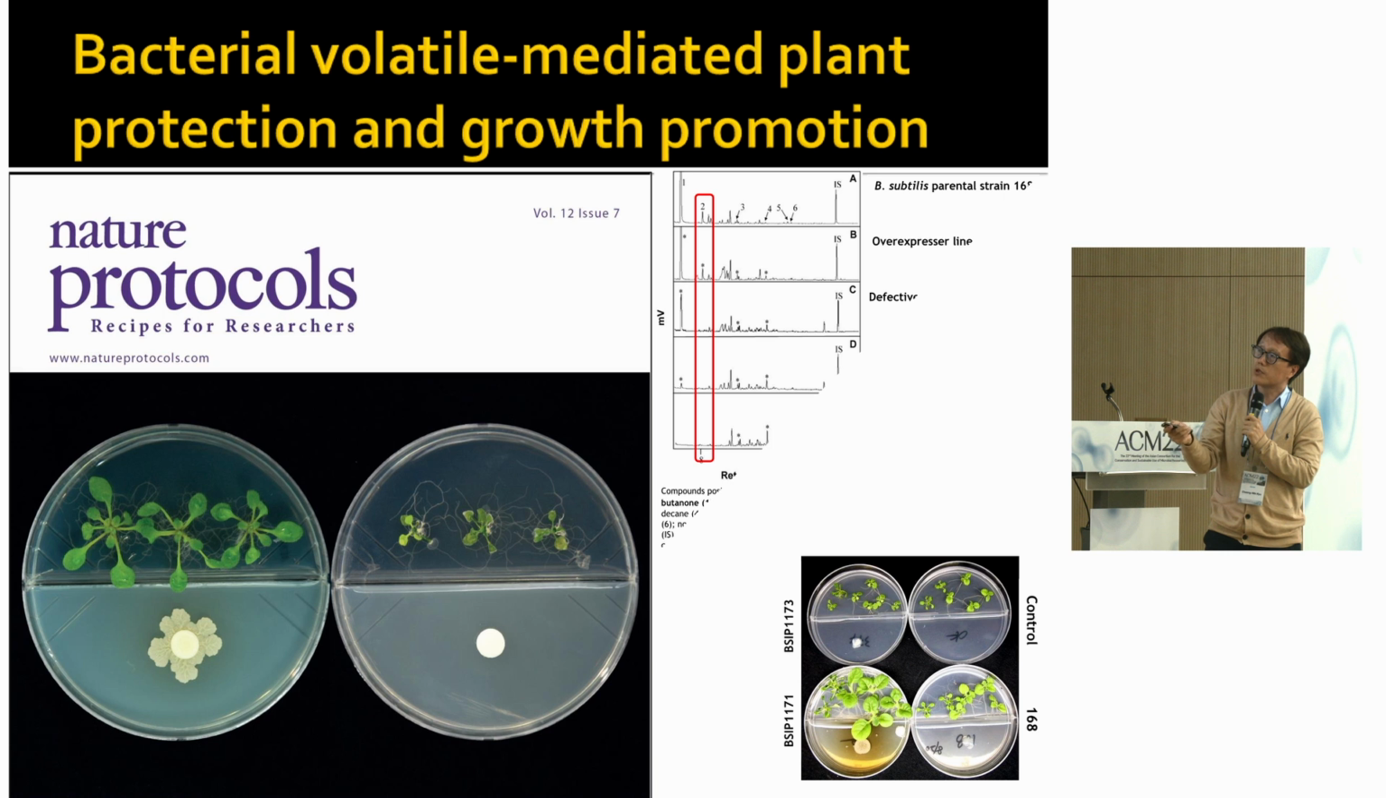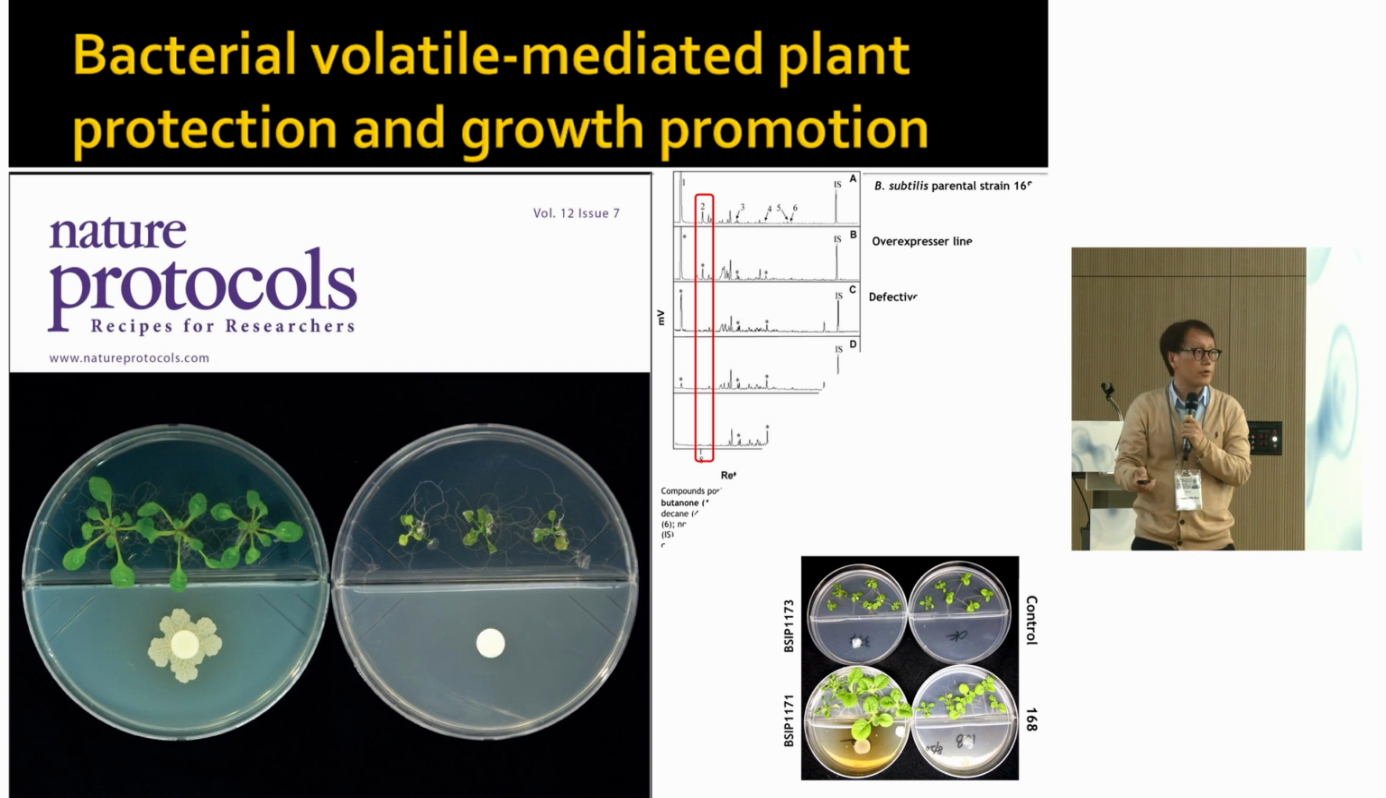The bacteria cannot directly interact with the plant. But you can see here, there's the water treatment that looks like this, and the bacteria treatment that looks quite bigger. One explanation is that plant volatiles released from one side to the other increase plant growth like this. So bacterial smells increase plant growth. So what kind of smell?